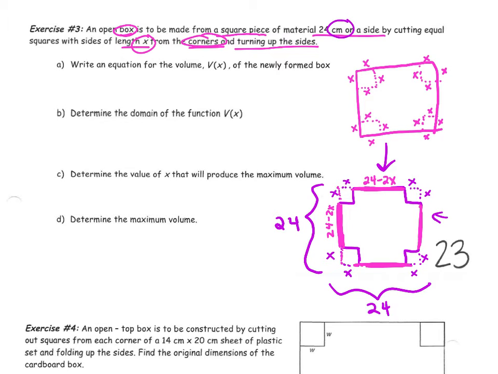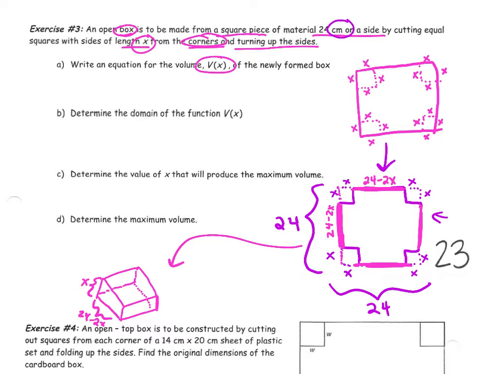Okay, well, the question says write an equation for the volume. So if we were to fold this box, I understand this is probably a little bit hard to picture, but if we were to fold the pieces up, we would be looking at something in 3 dimensions. I'm trying to draw my best here. So this would have that length of 24 minus 2x. This would have a height of x, right?